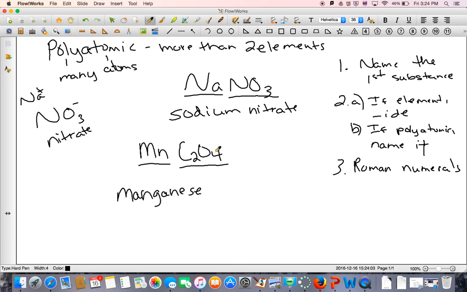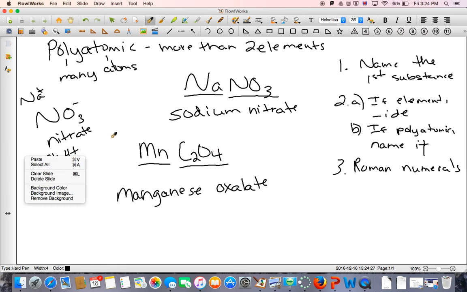Rule 2, if the second substance is a polyatomic, you name it. Well, it contains more than 1 element, so it's a polyatomic. C2O4 on the periodic table is called oxalate. That's its name. It's on the bottom of the periodic table where it says common ions. However, when I look at manganese on the table, it can be a 2+ or a 4+. So I have to find out which one was used. So I'm going to look at the oxalate.